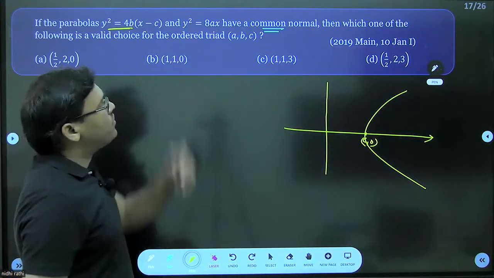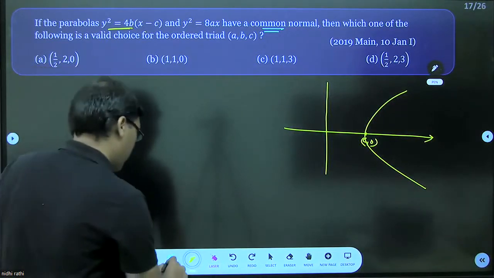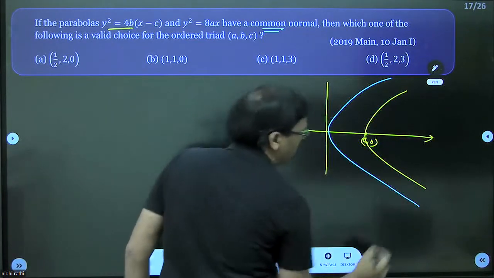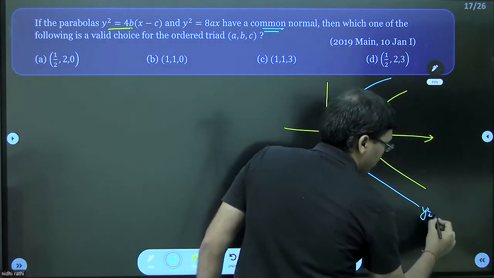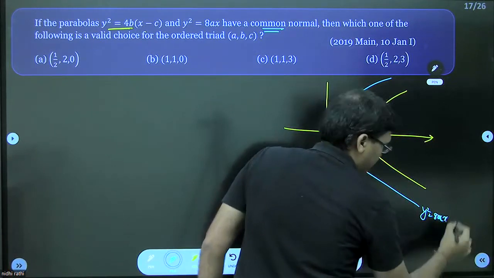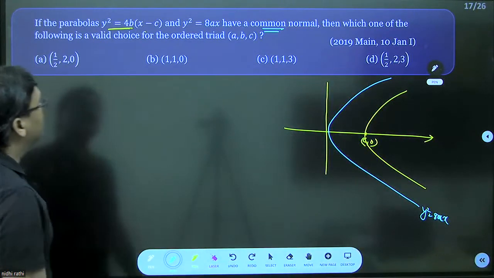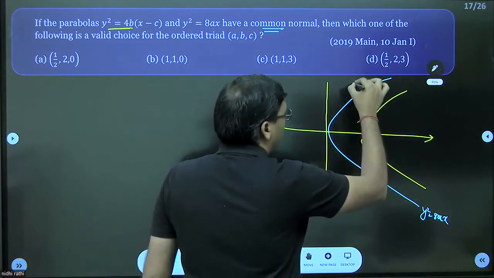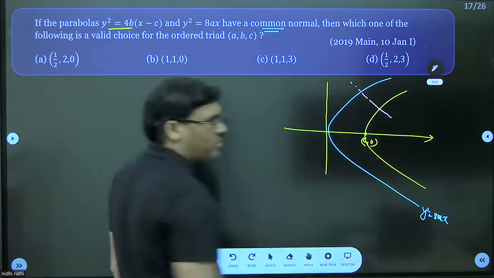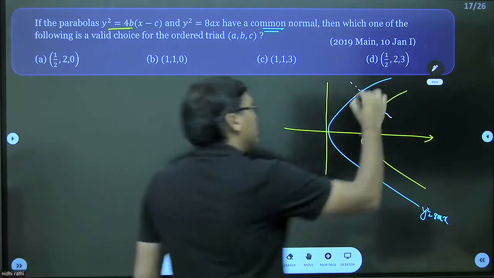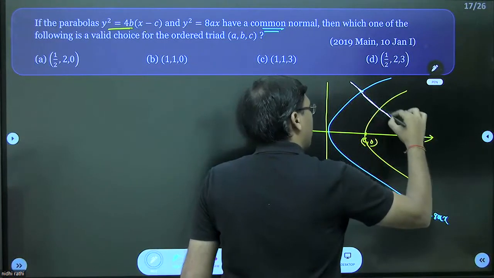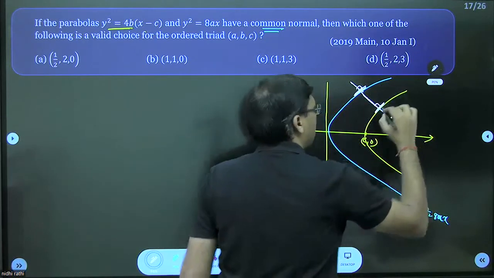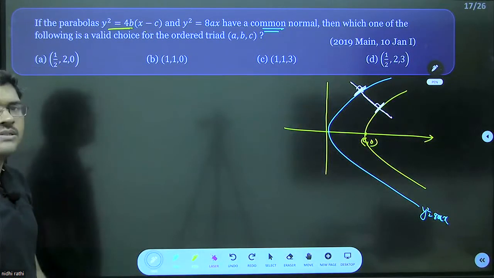Now this is y square equal to 8ax. This is a standard parabola. You can see this is some parabola, y square equal to 8ax. Now the question is, these two have a common normal. So let's say this is the common normal. I am assuming this is the common normal. If this is a common normal, that is, this is normal to both these parabolas, so what can be the values of a, b, c? This is what you have to find.